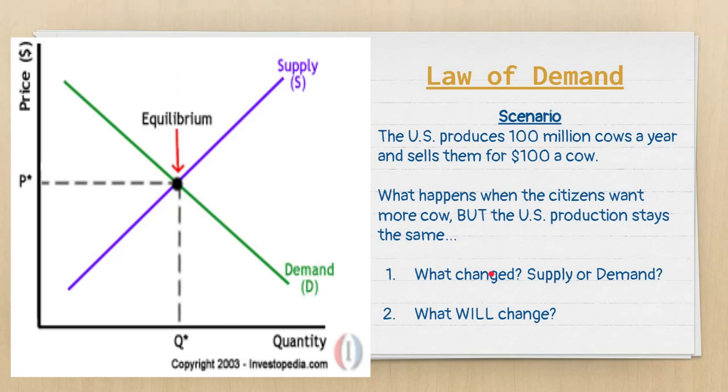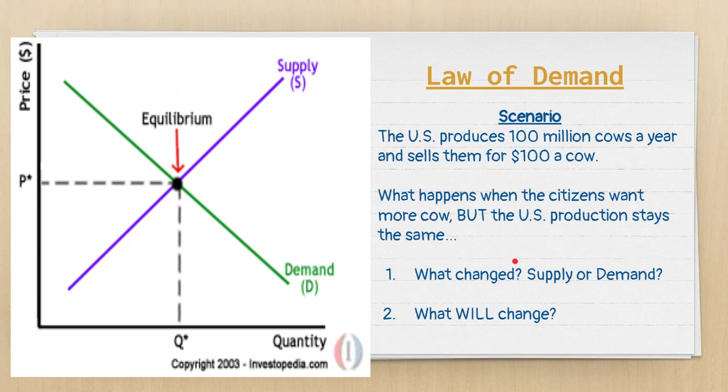So here's another example. The U.S. produces 1 million cows a year and sells them for $100 a cow. Well, what happens when citizens demand more cows? We want more cows. But the production, or the supply, stays the same. What's changed? Supply or demand?